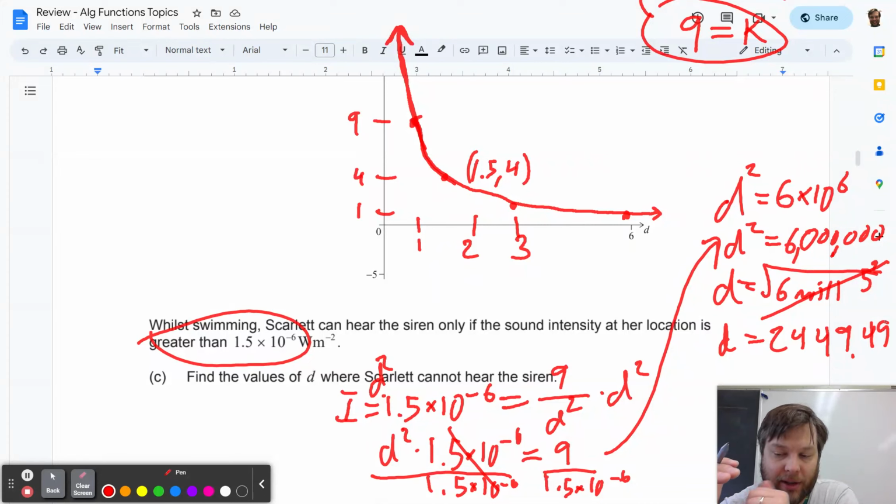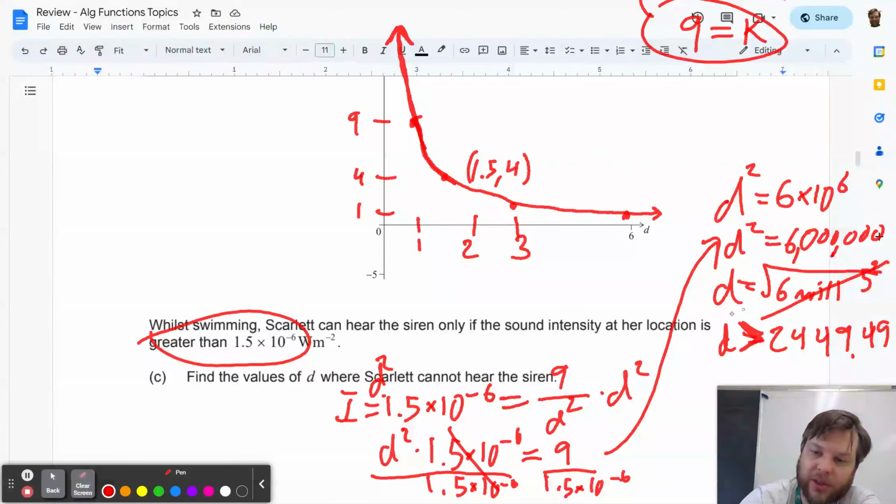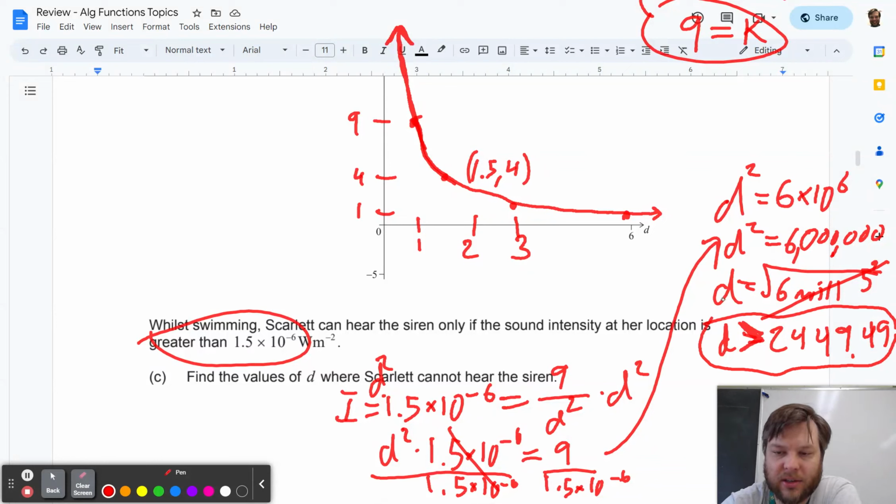That d value that I wrote down there is when the intensity is exactly 1.5 times 10 to the negative 6. If we go past that d value, then the intensity will be less than that. So I'm just going to change this to d is greater than, and those are the distances where Scarlett would not hear the siren warning her about the shark. All right, there you go.